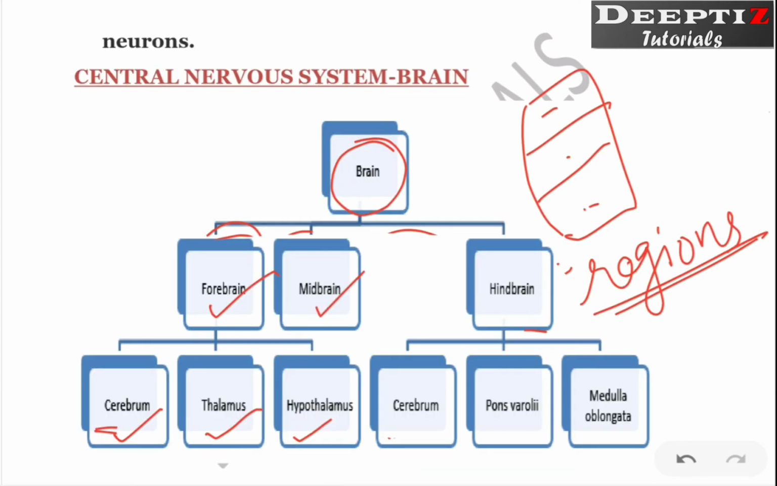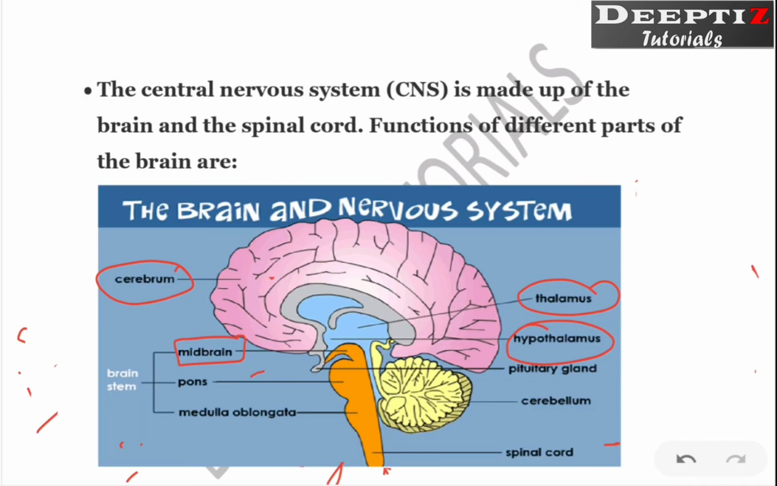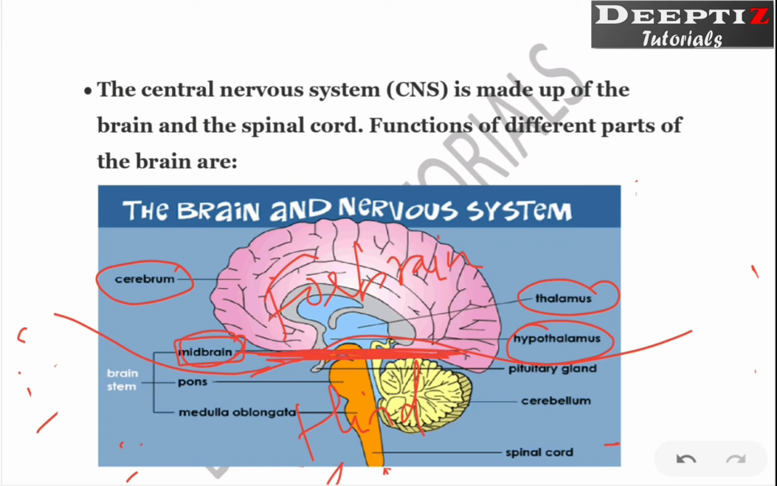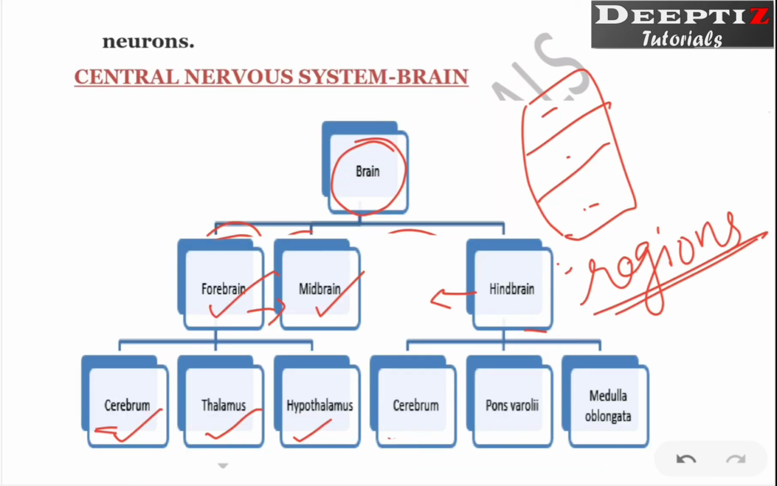The function of the midbrain is to connect the forebrain with the hindbrain, because up to here was the forebrain. So this entire region is the forebrain and this region is the hindbrain. Now what is the function of this midbrain? The midbrain's function is to connect the forebrain and hindbrain, right? Now, what are the things present in the hindbrain?